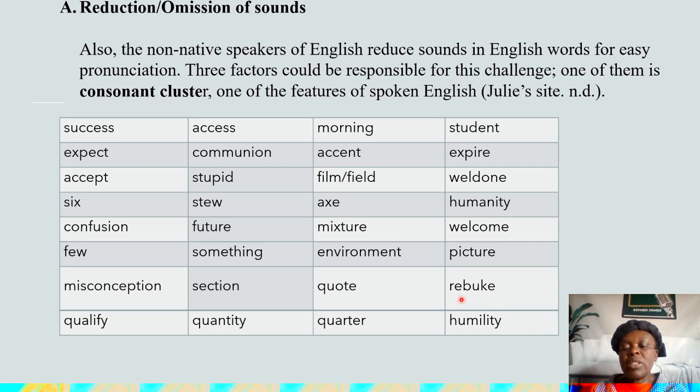All right. The next one is rebuke. Rebuke, not re-buck. I rebuke you. No, it's rebuke. So they said a hidden yes sound after the B sound. Then we have qualify, not kwalify. Remember the Q. The Q is two sounds. Qualify. Next one is quantity. Next one is quarter. For example, headquarters. Headquarters. They have humility, not umility. Humility.